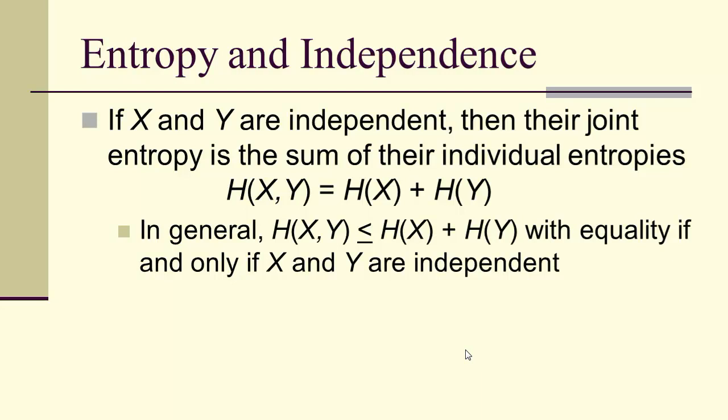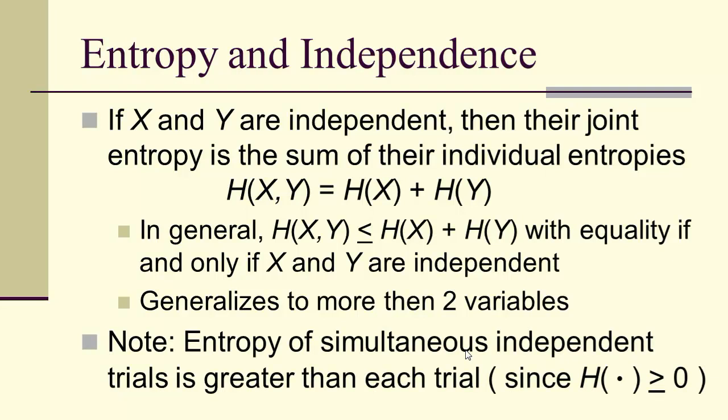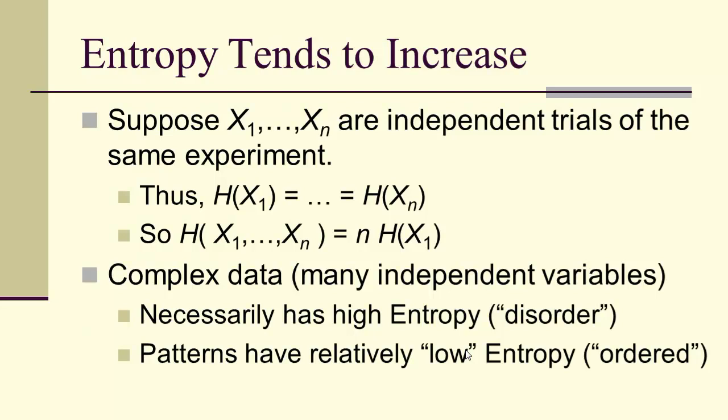We will, however, use what we just proved, which is that for independent variables the joint entropy is the sum of the individual entropies. And this generalizes to more than two variables. And notice this implies that the entropy of simultaneous independent trials is greater than an individual trial. So in other words, as we add more and more trials, the entropy tends to get larger and larger. Or let's put it exactly. Suppose we have x1 to xn are independent trials of the same experiment. So we would say that x1 to xn are identically independently distributed. But that would mean that the entropies are the same for all of these, and therefore the joint entropy of x1 to xn occurring simultaneously is n times H of one single trial.